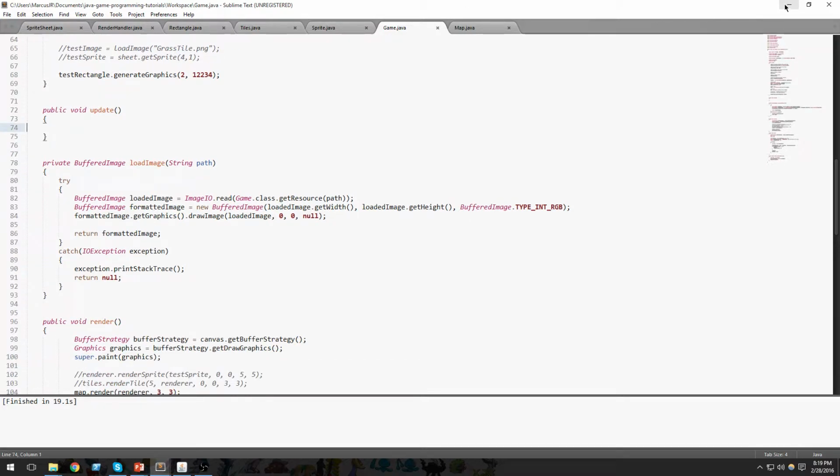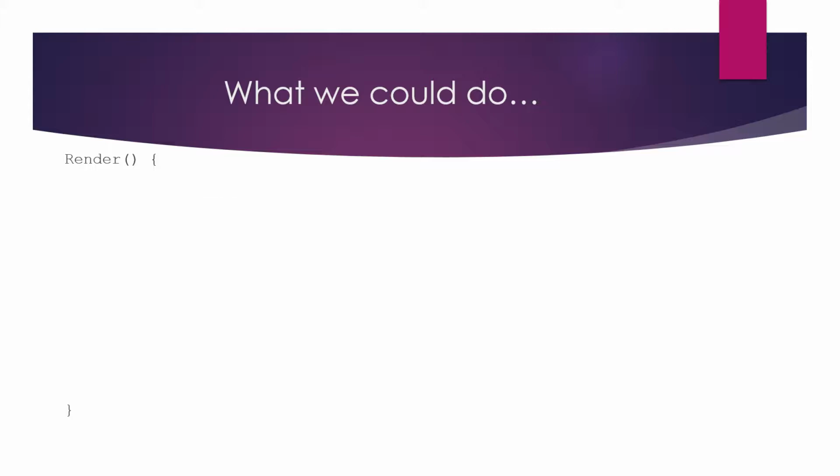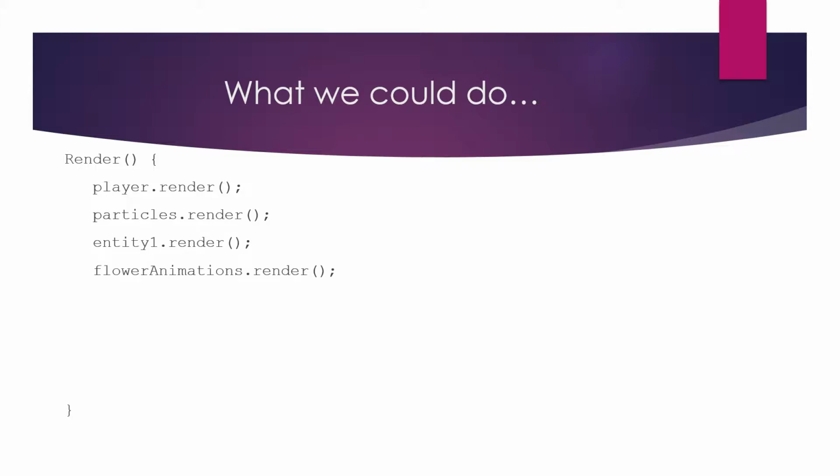And what we could do is, with every object we have, not just the player, because we might end up having a lot more, we could go through every one of them and say, okay, player.render, particles.render, whatever we have, entity1.render, flower animations.render, anything we could possibly have, mob1.render, mob2.render, chucktesta.render. I had to include that, I'm sorry. Yeah, we could do that, but there's something that logistically can make our lives easier and just makes our code look a lot nicer.